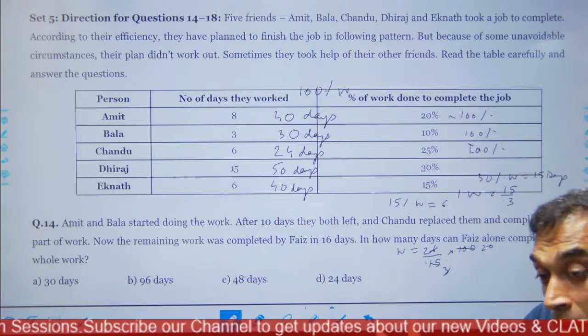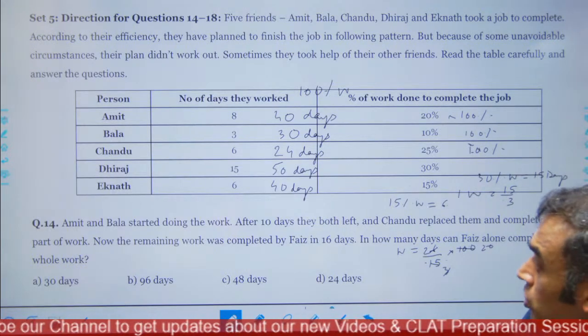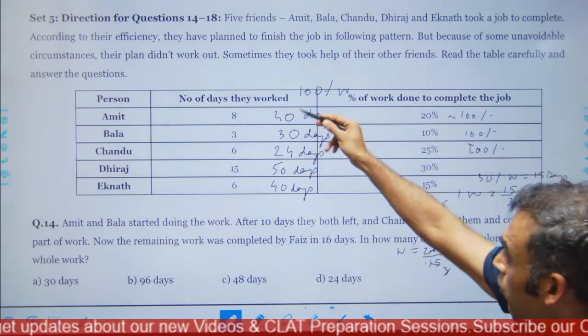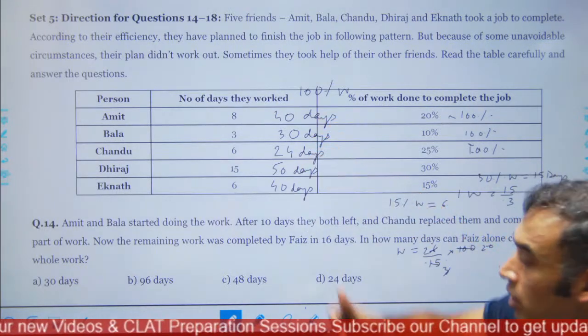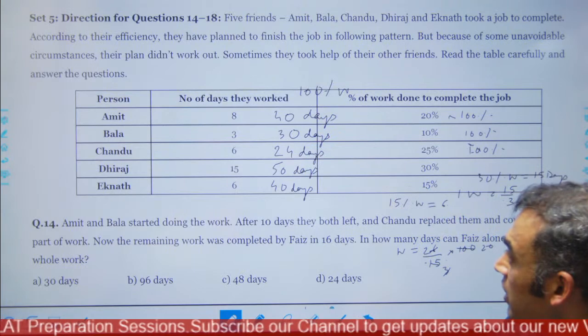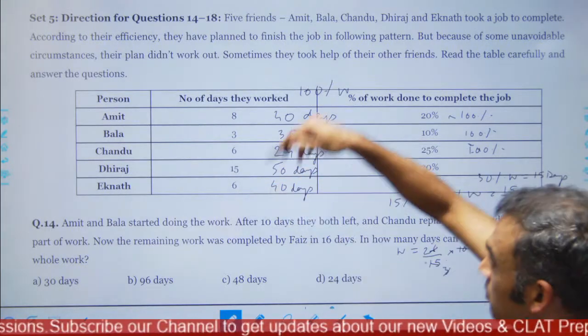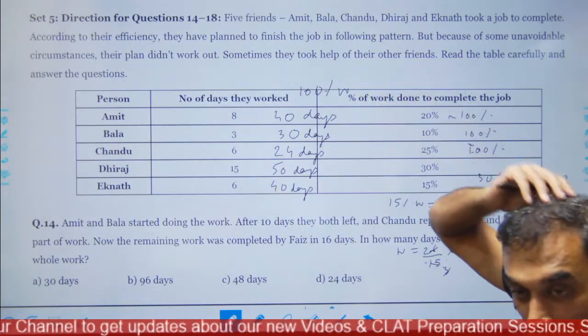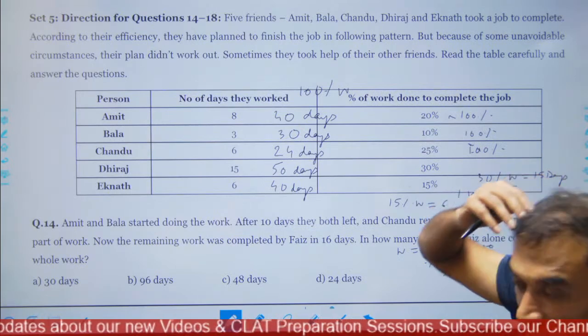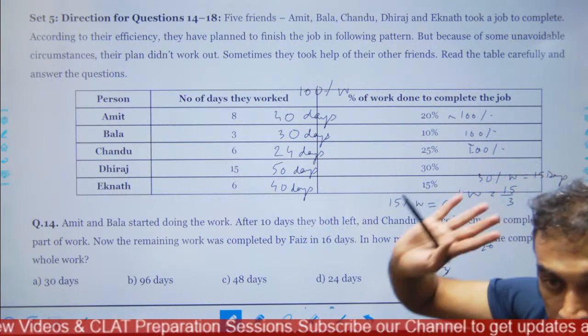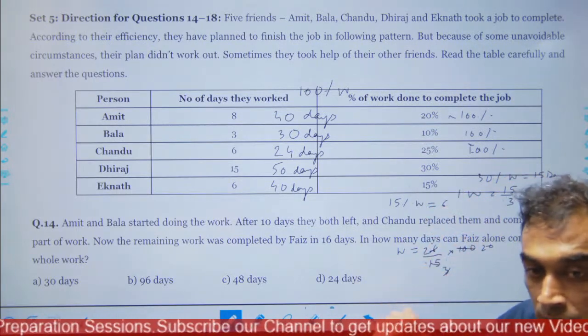So I generally do it by units approach. Now what is a unit approach? Is we find the LCM of 40, 30, 24, 50, 40. Now to find the LCM also, don't make that chart like that. It's a waste of time. So LCM is basically the max power of prime.